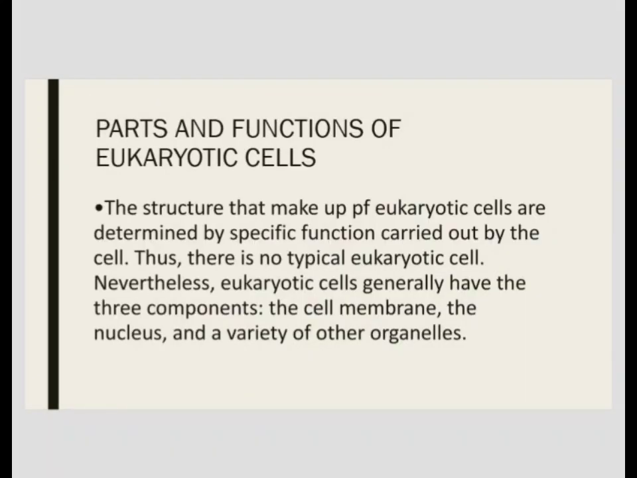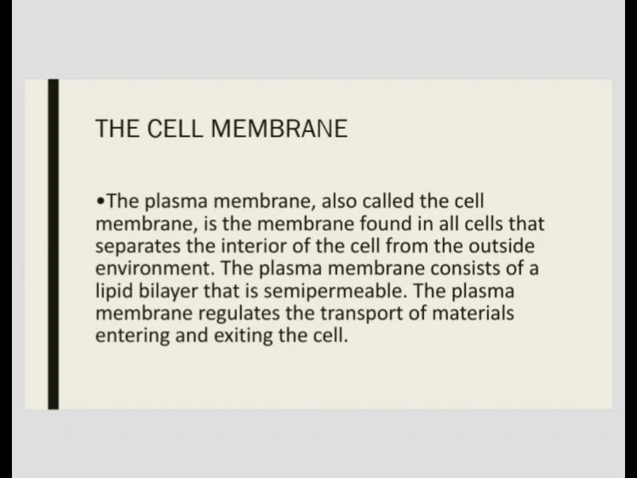So, parts and functions of eukaryotic cells. The structures that make up eukaryotic cells are determined by the specific function carried out by the cell. Thus, there is no typical eukaryotic cell. Nevertheless, eukaryotic cells generally have three components: the cell membrane, the nucleus, and a variety of other organelles. Next, we're going to discuss the cell membrane, also called the plasma membrane.